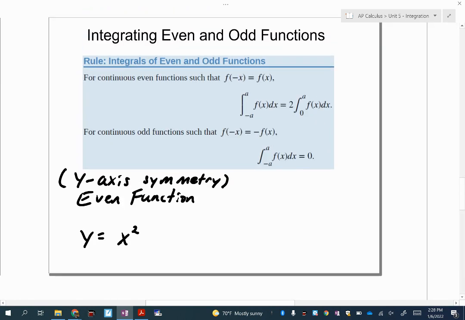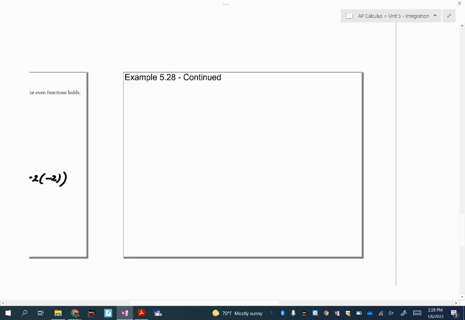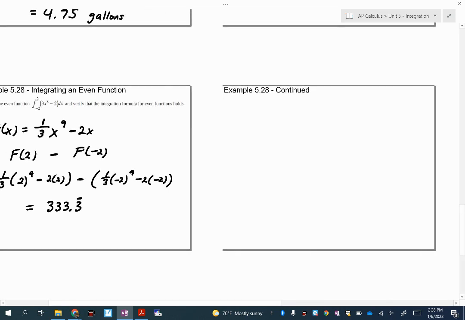Now what I'm going to do is I'm going to do it again, but I'm going to use this rule that says I only have to find the integral, the limits of integration between 0 and positive 2, and then I'm going to double it. So essentially what I'm going to rewrite is the integral from 0 to 2 of 3x to the 8th power minus 2 dx, and then at the end, I'm going to double it.